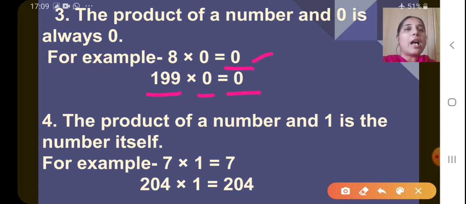Okay? Now the product of a number and 1 is the number itself. If we multiply any number by 1, we get that number itself. So for example, you can see here 7 multiplied by 1, what we will get? 7 only. 204 multiplied by 1, 204. 1 crore multiplied by 1, 1 crore. Okay children?